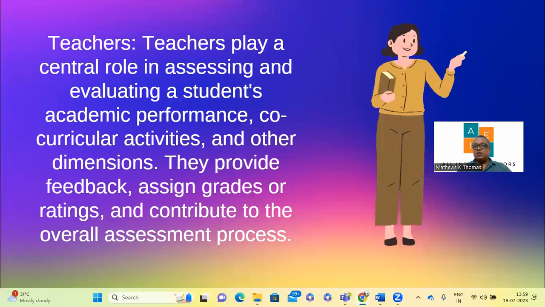Okay, so the majority, let's say 50% of the report card, is done by the teachers themselves, because they are the best judges. They are with the students. They are evaluating the students. So all your co-curricular activities, academic performance, the grades that the child is getting, how they are participating in the class, you can give the assessment in these areas. So teachers form the most important part of the report card.